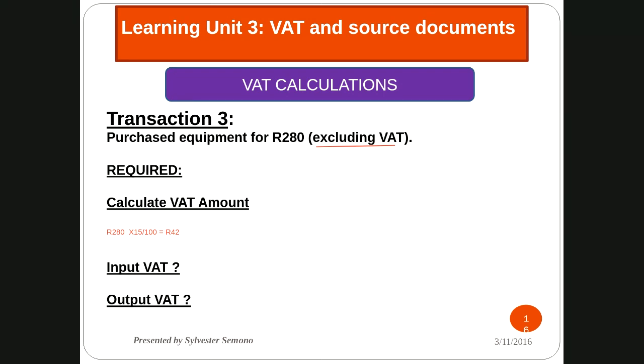So is it input or output? I see input. We're on fire. This is what I mean. We ended with a bang. I'm telling you, we are on fire, guys. I can see the smoke. Okay, so it is the input VAT.